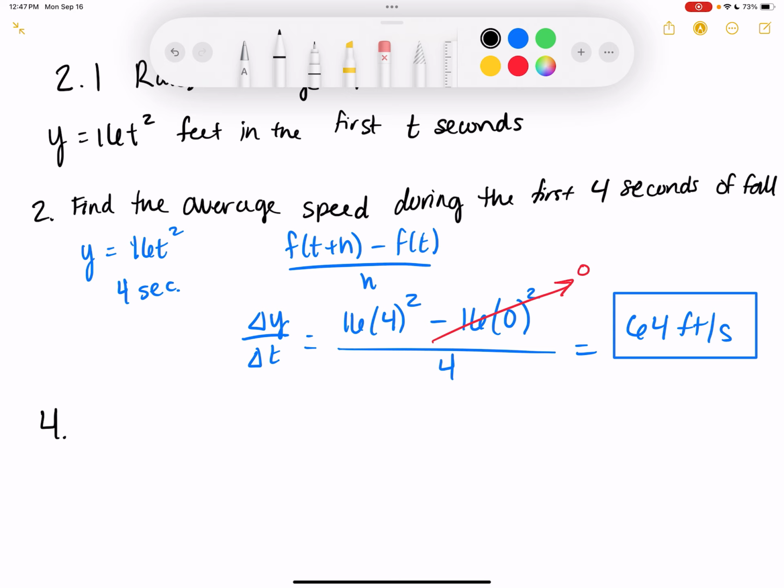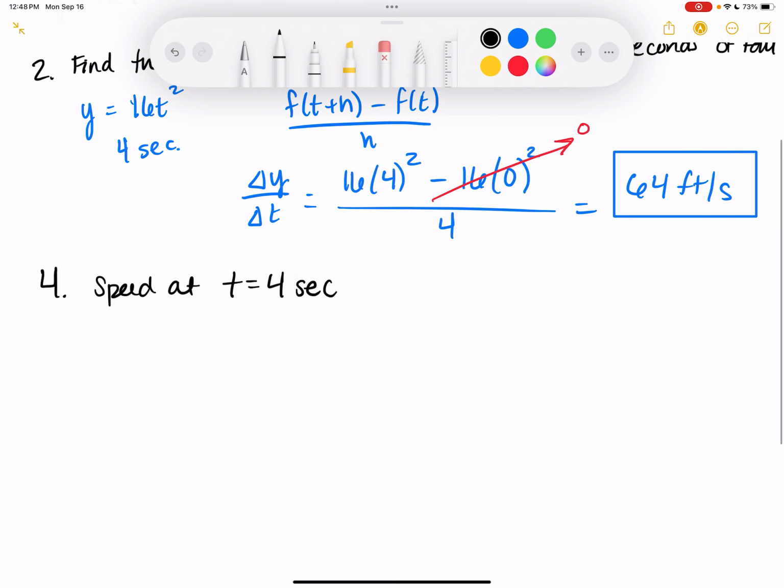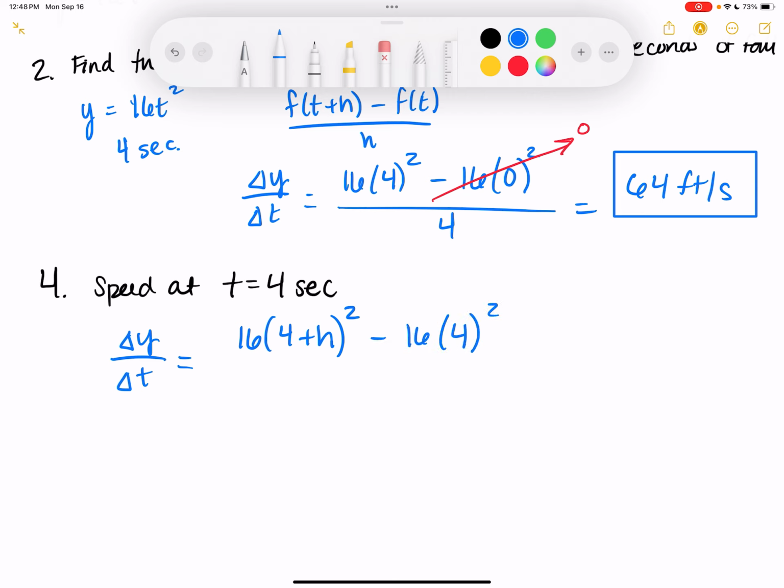4 is a continuation. Find the speed of the object at t equals 4 seconds. And then it says confirm algebraically, which I thought was how we were going to do it to begin with, so that's what we're doing. So we've got delta y over delta t equals 16 times 4 plus h, because I don't know what h is, squared, minus 16 times 4 squared over h.